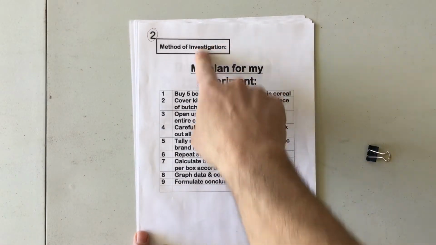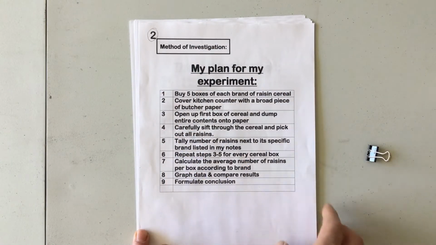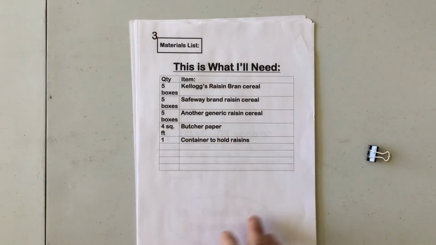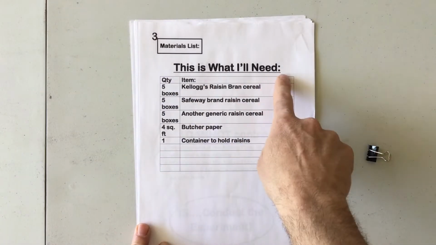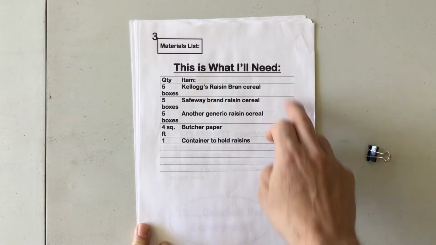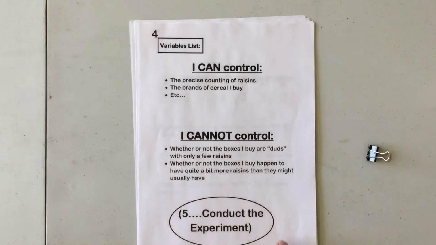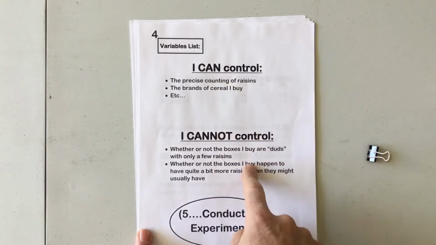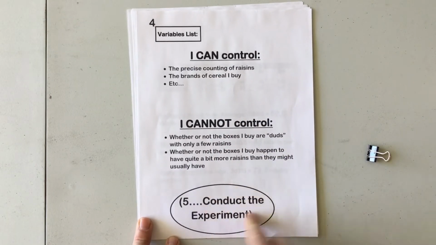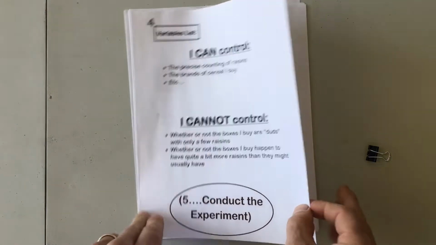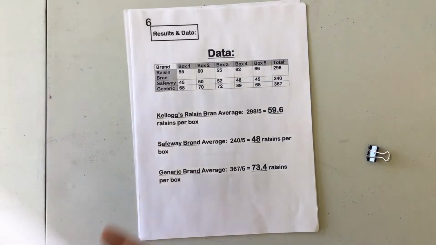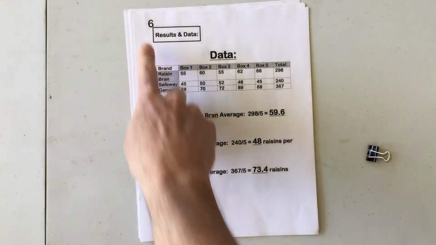Plan for your experiment, method of investigation: first I do this, second I do that, and so on. Materials list, quantity, and then we added where you got it from, the quantity and what you bought. Then variables list, things I can control, things I cannot control. Then you conducted your experiment. That was 5, and that's why this goes to 6.